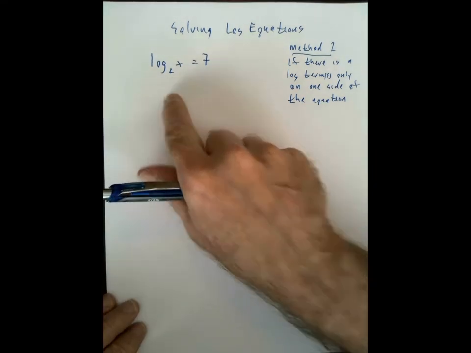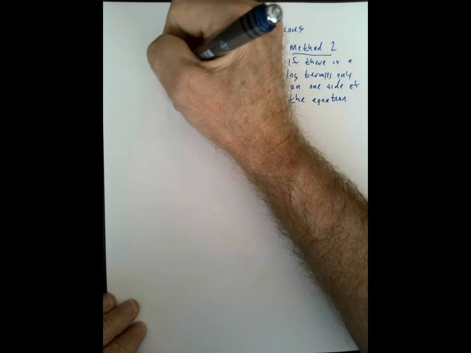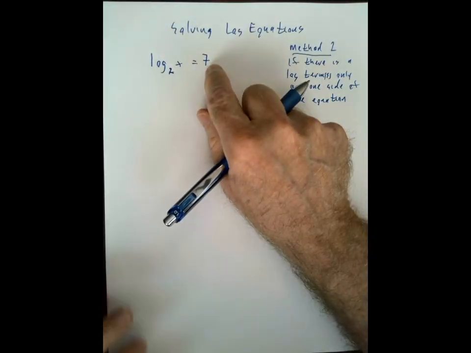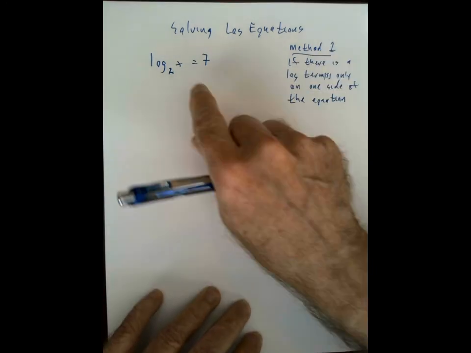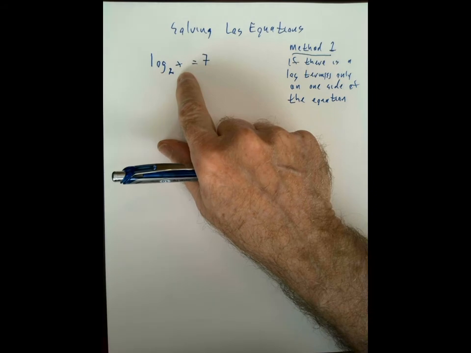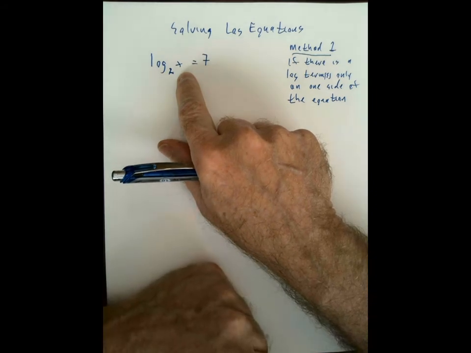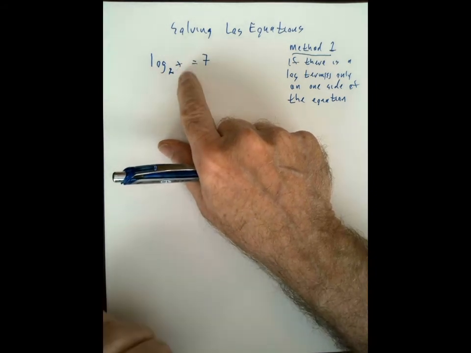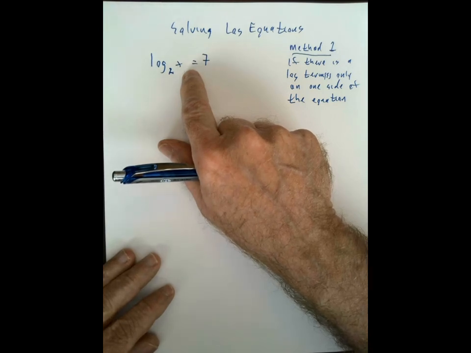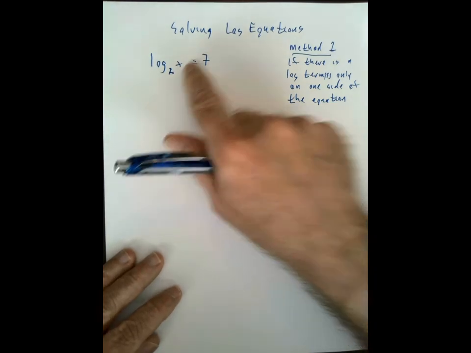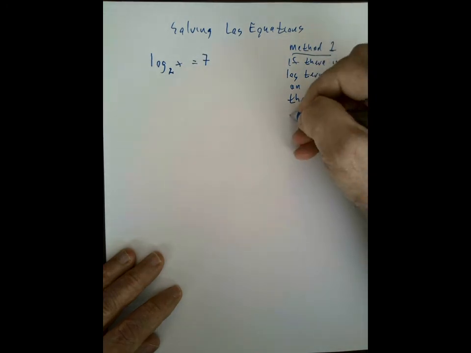We've got log base 2 of x over here. It's supposed to be a 2. And then only a 7 over there. So in this case, the thing that we're going to do is we use the definition of a logarithm to turn this into its equivalent exponential expression.